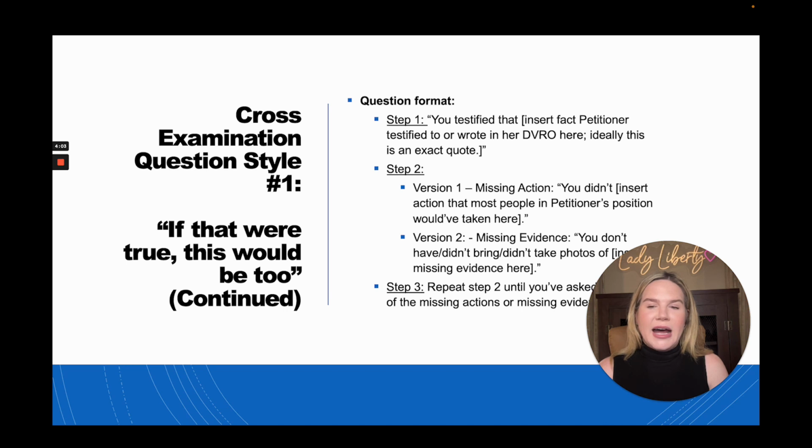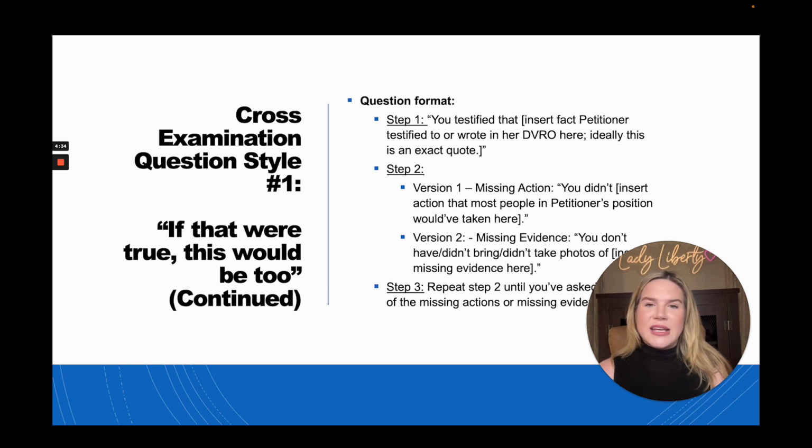So you didn't bring, or didn't take, photos of whatever the missing evidence is. A photo of an injury is a big one. And you just keep repeating step 2. You don't have to do step 1 again for this same scenario, but you want to repeat step 2 until you have gone through it. Don't go crazy with it. Don't annoy the judge and don't make it seem like you're badgering the witness. But keep going until you get those big pieces of evidence that should probably exist if her story is true.